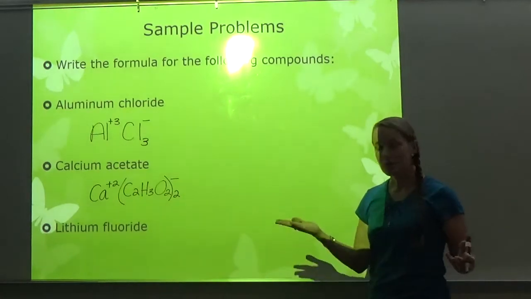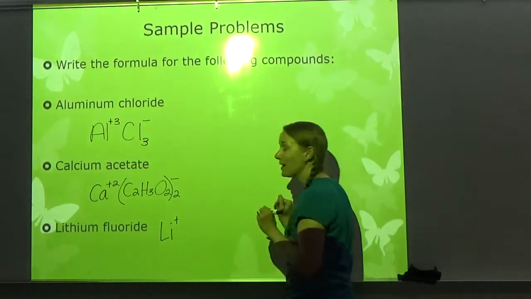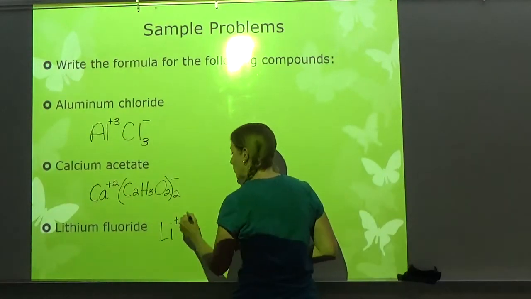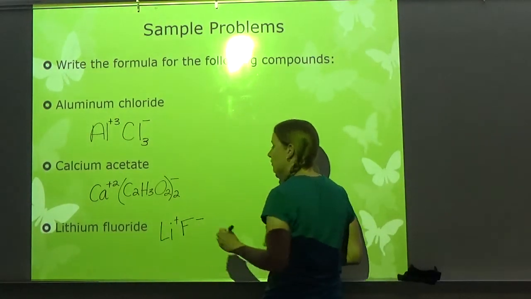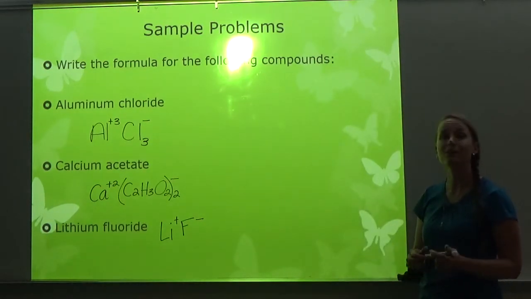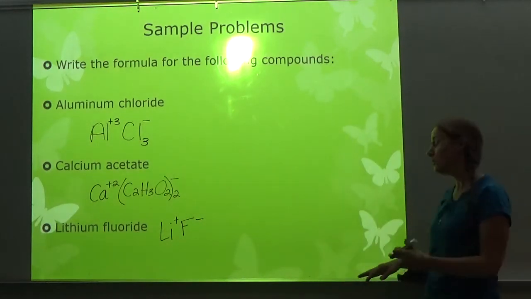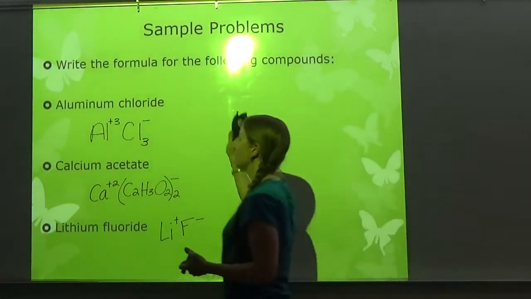All right, and then last one, lithium fluoride. So lithium is Li. It's in group 1, so it has a +1 charge. And fluoride is F. It is in group 17 and has a -1 charge. Positive and negative cancel, so I don't need to do anything with subscripts. So this, again, is exactly what we did in 7.2. That's why I teach these sections together.